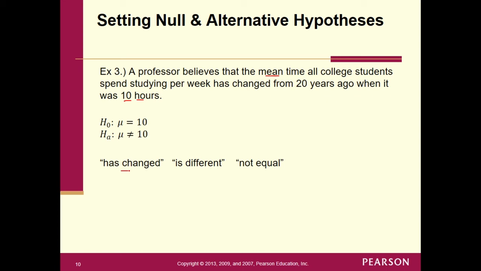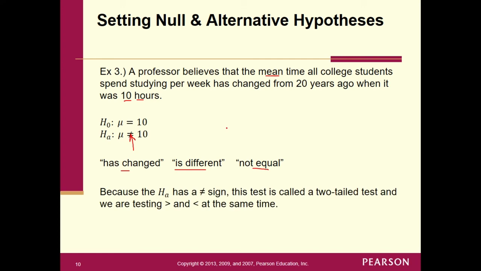So anytime you see in the problem has changed, is different, not equal, we're talking about a not equal to sign here, because we're talking about either greater than or less than. Because the alternative has a not equal to sign, this is called a two-tailed test. What we're doing here is testing both greater than and less than at exactly the same time. Instead of writing that all out, that just means not equal to. But we are testing both at the same time. And this would be a two-tailed test.